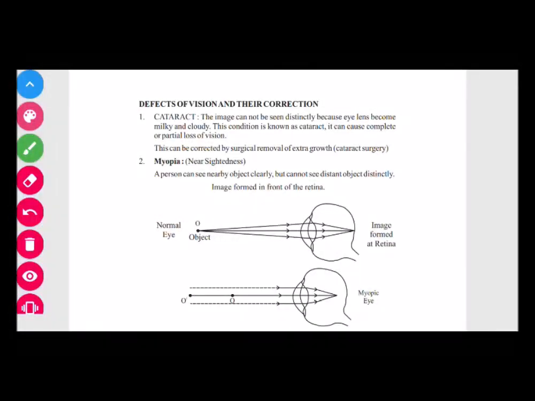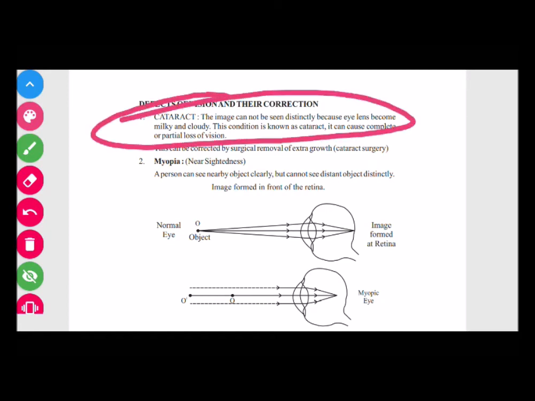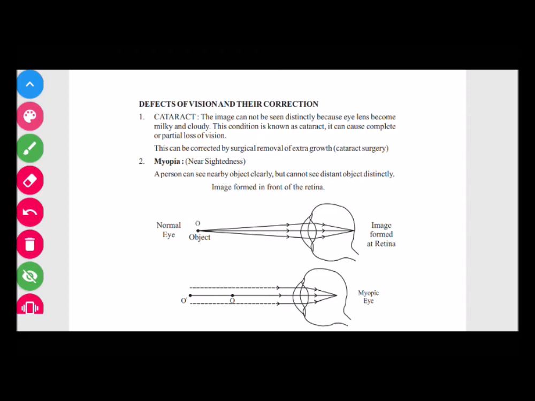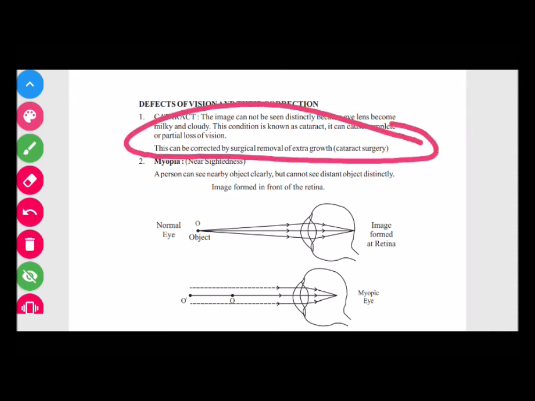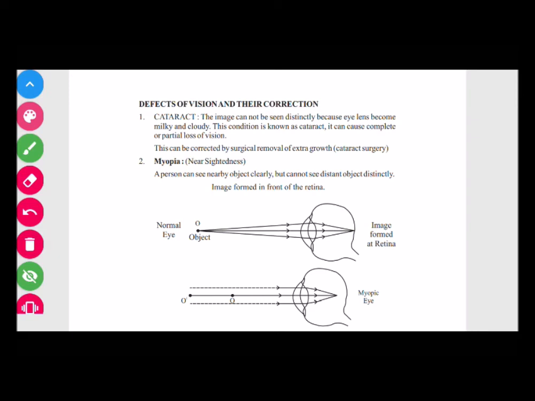Now let us think about the major defects of the human eye. Let us start with cataract. You know, at old ages the eye lens becomes milky or cloudy. This defect is called cataract. You know why cataract occurs? Because of a small opaque coating in front of the lens. How can we correct this? This can be corrected by using cataract surgery. See, we cannot use any convex or concave lens for cataract. Through cataract surgery, we can rectify this defect.